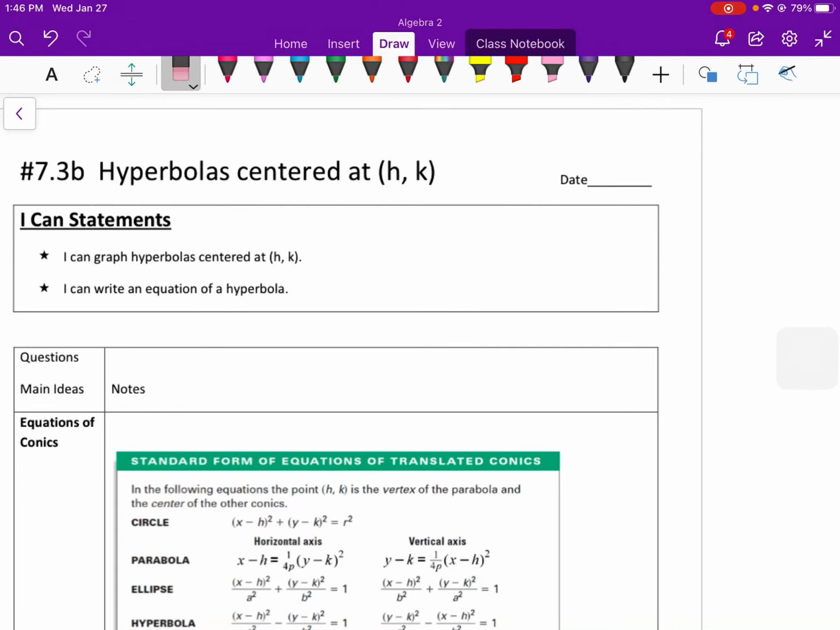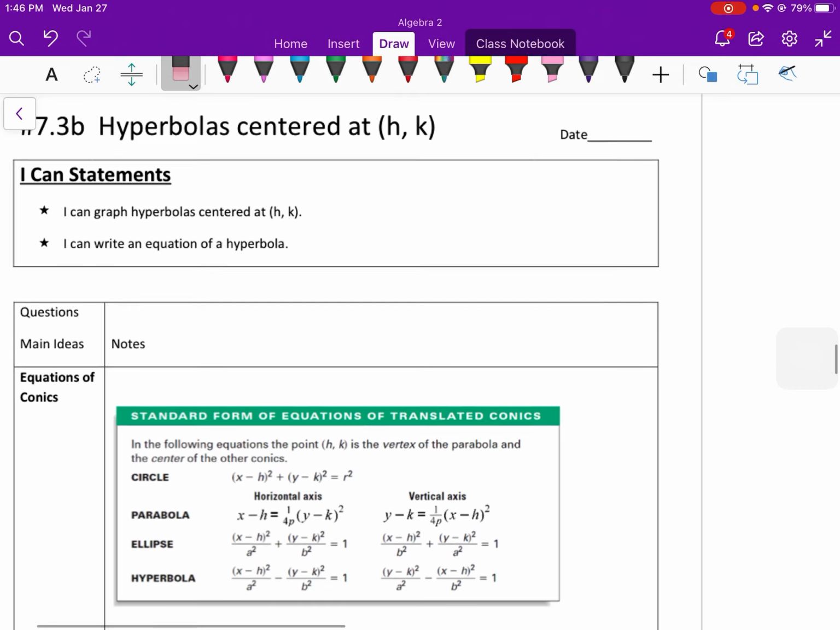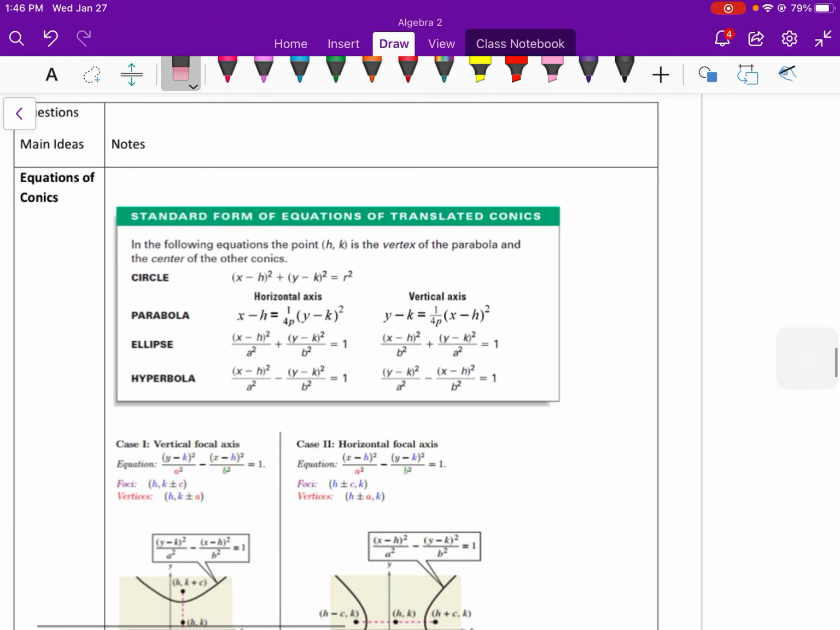All right, welcome back, class. This will be 7.3b, hyperbolas centered at h, k. So rather than centered at the origin, now it will be some h, k on our graph. When we're looking down here, the standard formula of our equation, there's a lot going on, but we're just focused on this bottom one. This will be hyperbolas centered at h, k.